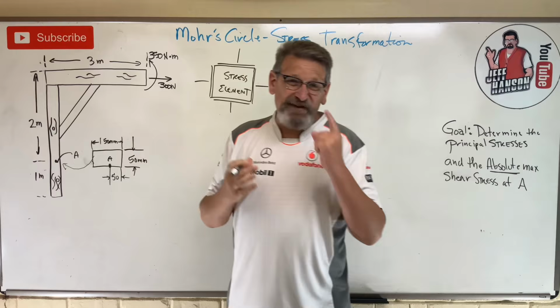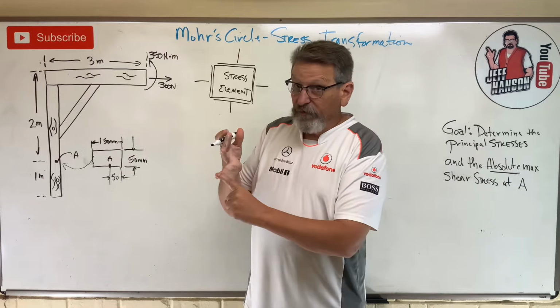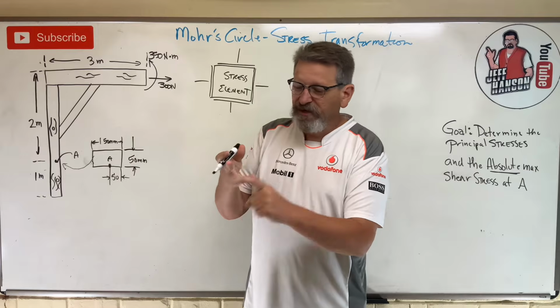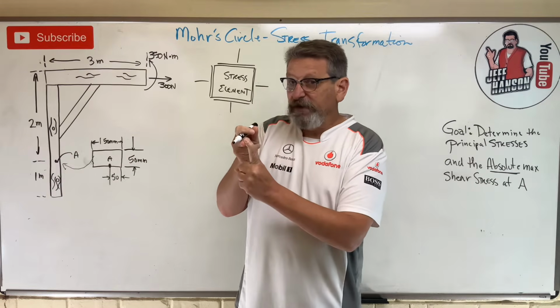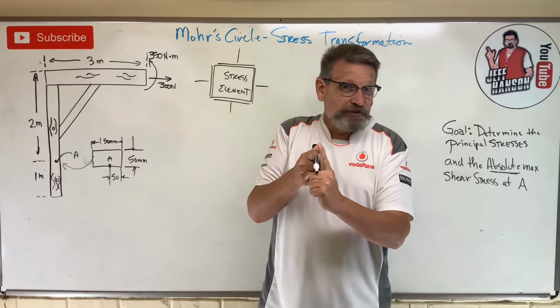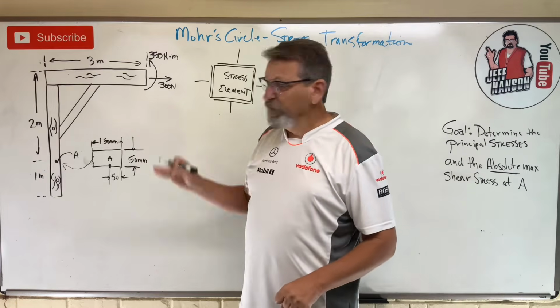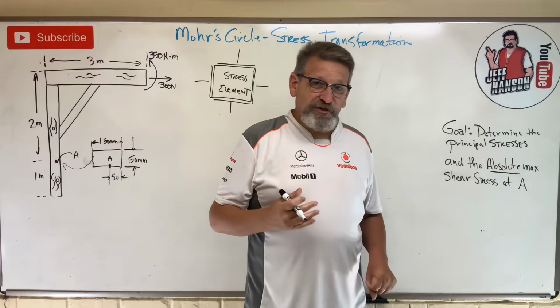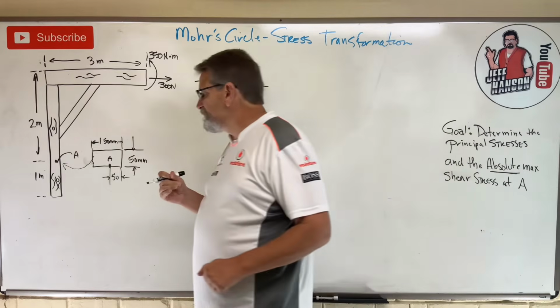Because remember, a force can cause lots of different things. It can cause P over A stress, MC over I stress, right? That's normal stress. But it can also cause VQ over IT, transverse shear stress, or it can cause TC over J, torsional shear stress, okay? Now in this one, we don't have any torsional shear stress. It's a 2D problem, and so we're not going to have that, okay?